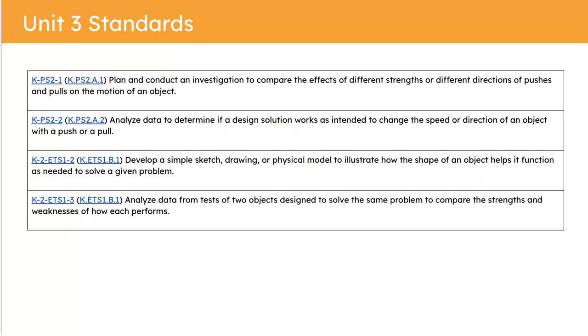This unit covers 2 kindergarten grade physical science standards along with engineering standards to develop a model and analyze tests of objects made to solve a problem. Each of the Next Generation Science Standards corresponds to a Missouri Learning Standard listed in parentheses on this chart. If you'd like, take a moment to pause the video and review them.